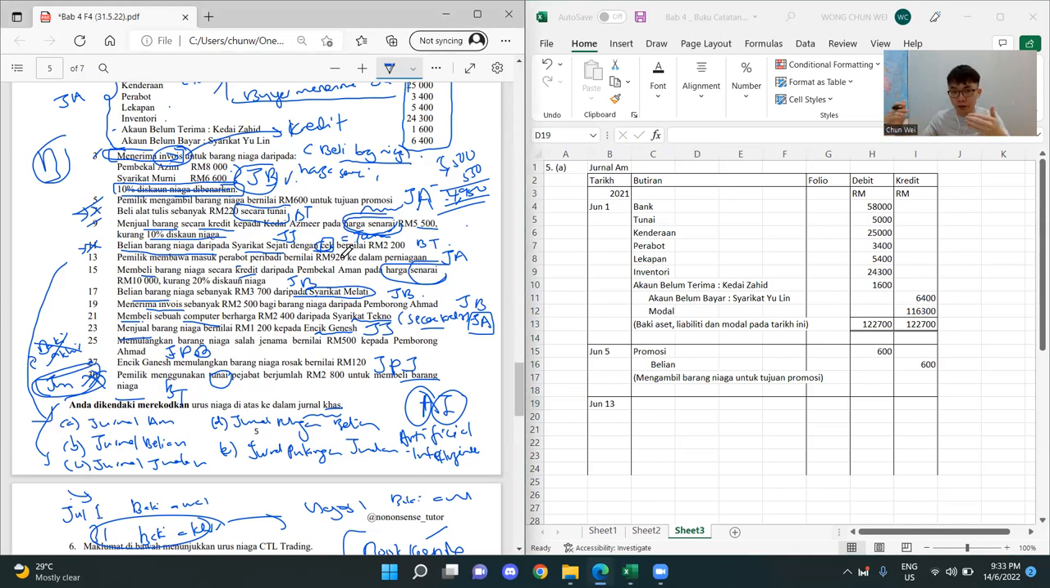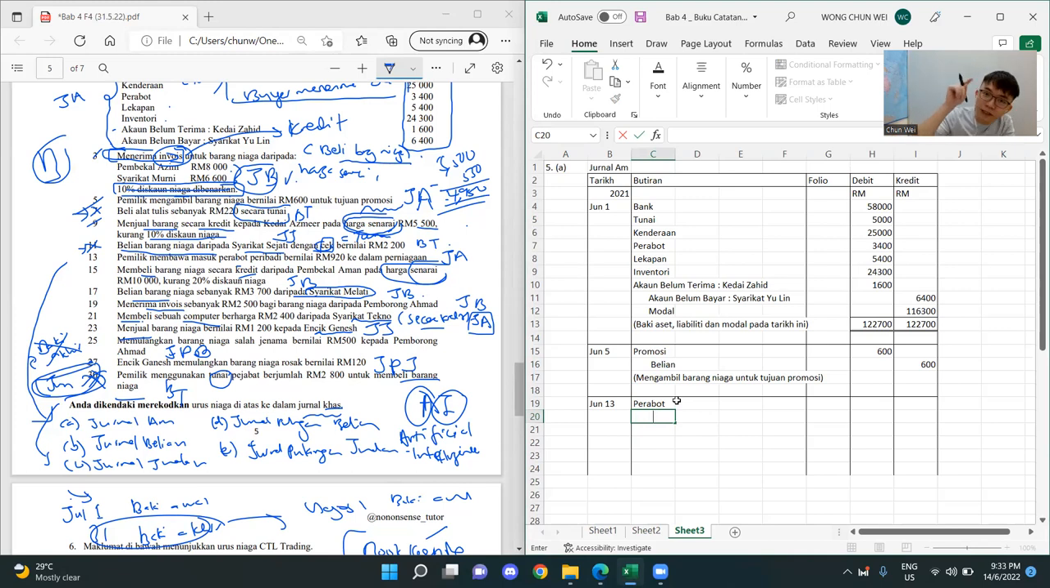Just logic, debit kredit. Okay. So when pemilik membawa masuk perabot, meaning the perabot is coming in to our company. Betul? It's coming in. So in the term in accounting is debit, meaning we have to debit apa? Debit the perabot. So here debit perabot. Okay, then what do we credit? Credit from where? From the pemilik. So what is the account that represents the pemilik? Modal. So we credit modal. How much?